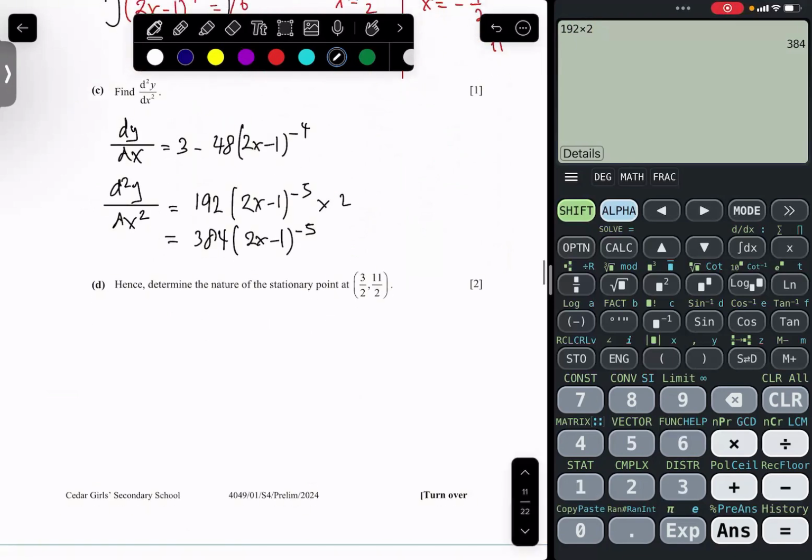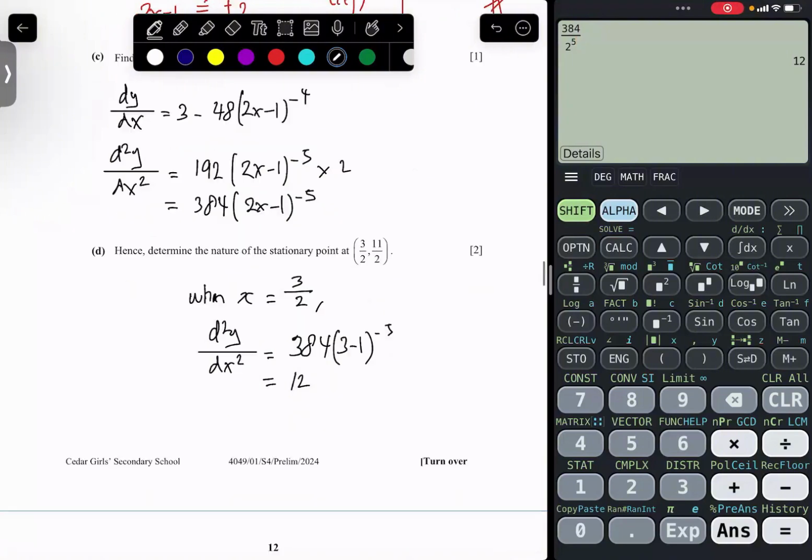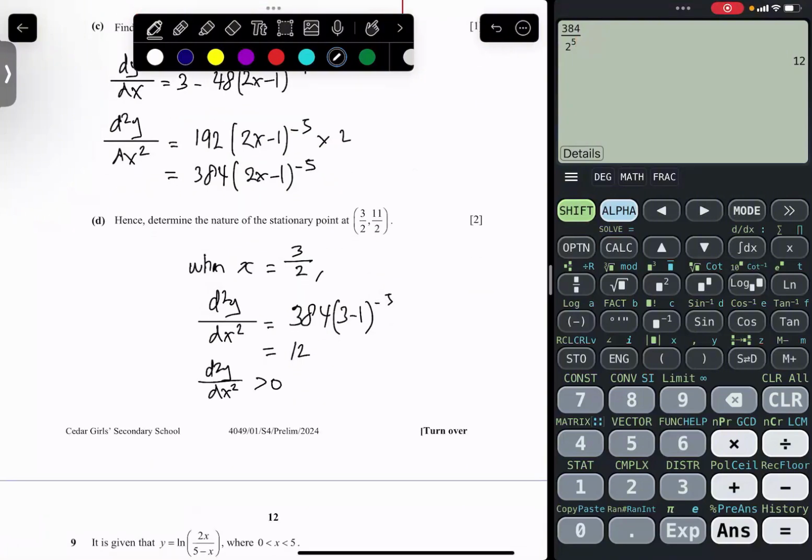So when x equals 3/2, d²y/dx² equals 384 multiplied by (3 minus 1) to the power of negative 5. So that will be 384 divided by 2 to the power of 5, which equals 12. Therefore, since d²y/dx² is greater than 0, it is a minimum point.